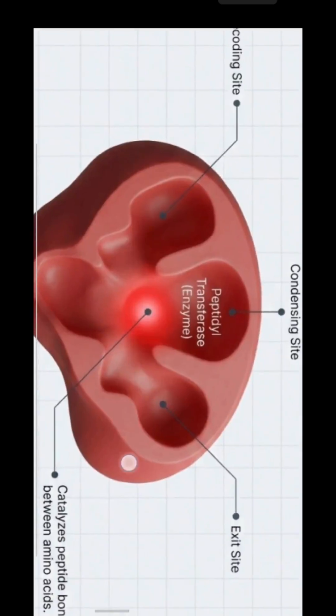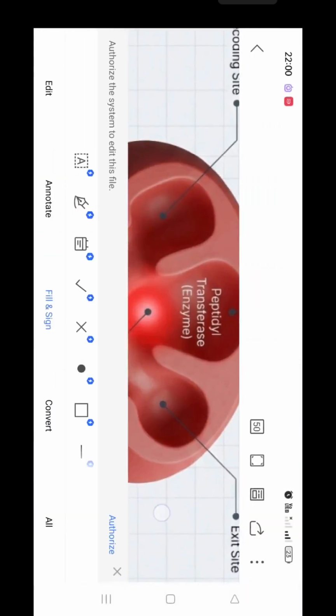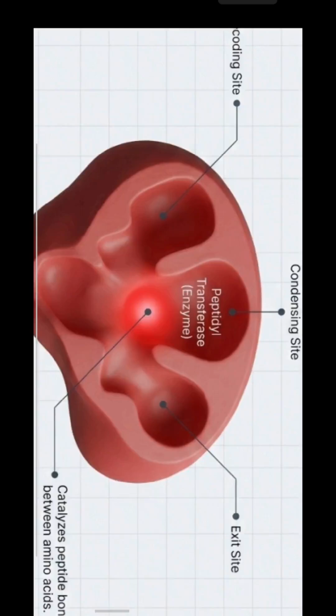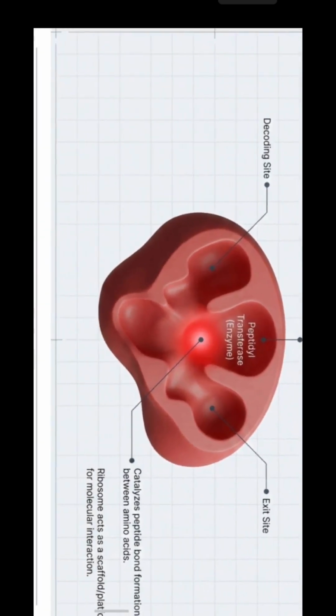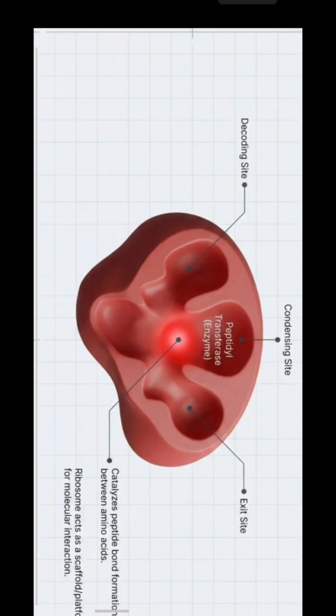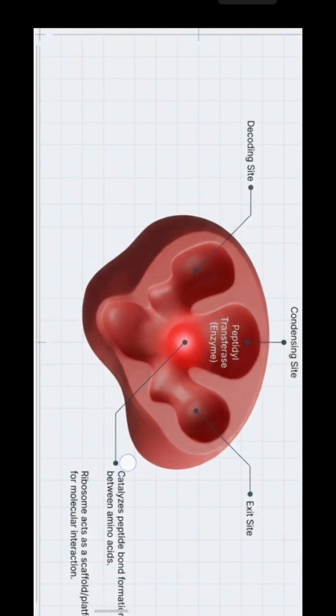And the third site is called the exit site, where the protein comes out after getting synthesized. So we can say that the largest subunit of the ribosome consists of the A site, called the acceptor site, the P site, called the peptidyl transferase site or peptidyl site, and E, which represents the exit site. So A, P, E are the three sites of each largest subunit of the ribosomes.